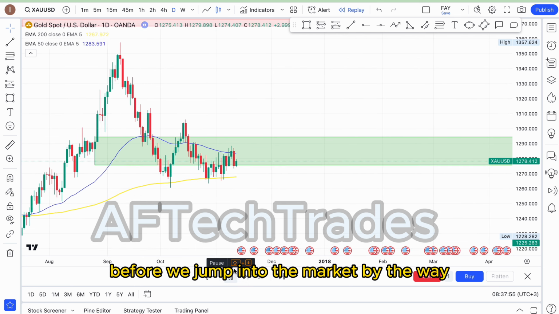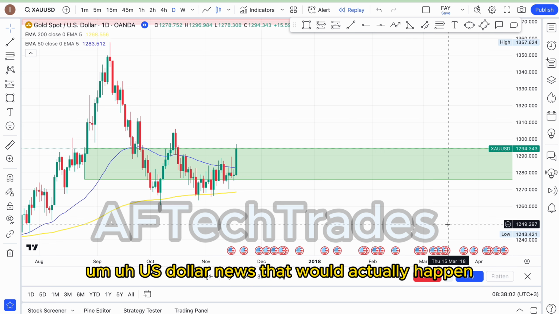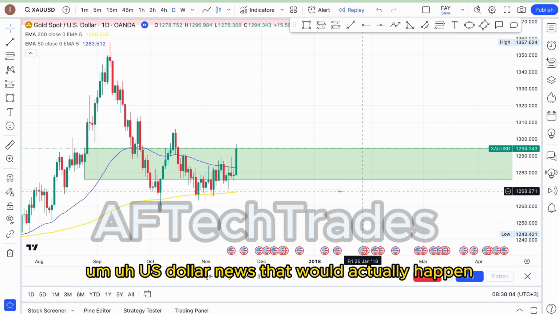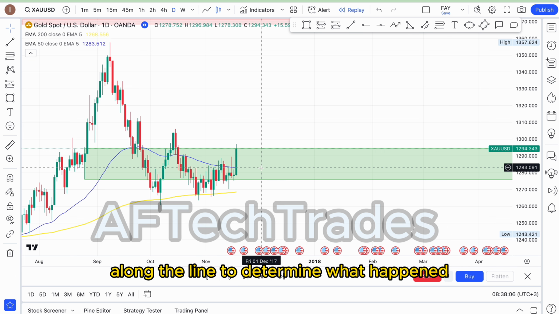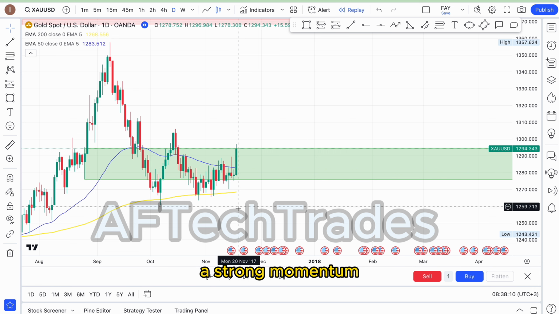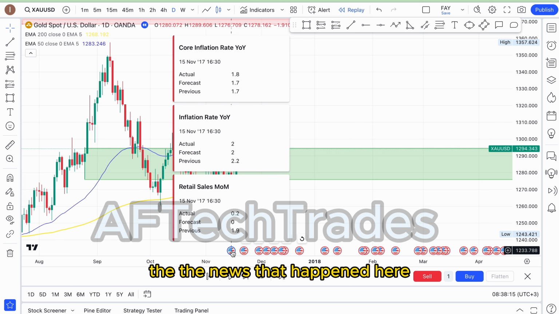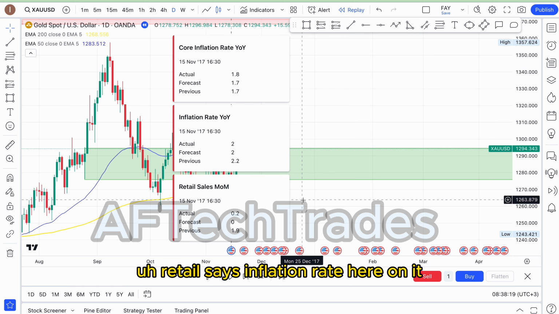By the way, if you are looking at this, these are potential US dollar news that would happen along the line to determine what happened. You see here there is a strong momentum, which might be as a result of the news that happened here. This is core inflation, retail sales, inflation rate here.